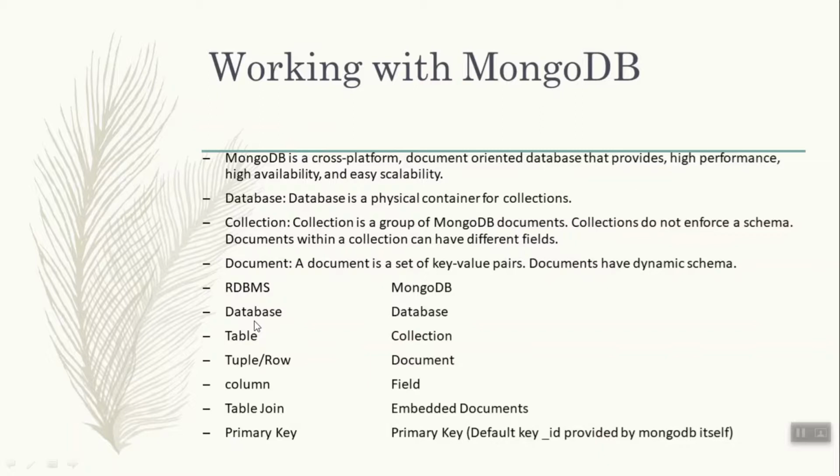Which terminology in RDBMS is replaced by which terminology in MongoDB? The database in RDBMS is still called database in MongoDB. The table in RDBMS is called collection. A tuple or row is called a document. A column is called a field. Table join, that is joining of two tables, is the embedded document, and the primary key is still called primary key, whereas the default key _id is provided by MongoDB itself, even if we don't define the primary key.